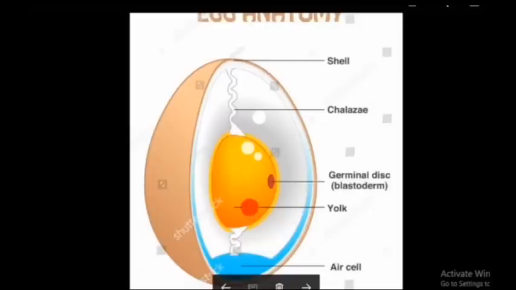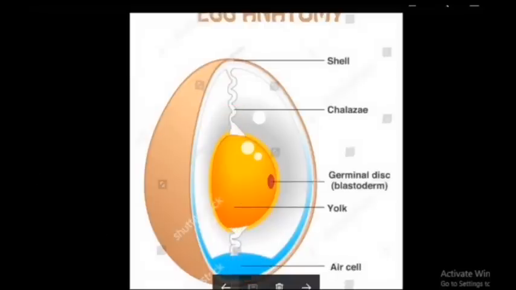And then we have this white part here, which we refer to as the albumin. And then we have this place here to be the yolk, and towards the middle of the yolk we have what is called the germinal disc. That's the blastoderm. And then underneath the yolk again, like I said, we have the chalazae above and beneath, and then under that we have the air space.